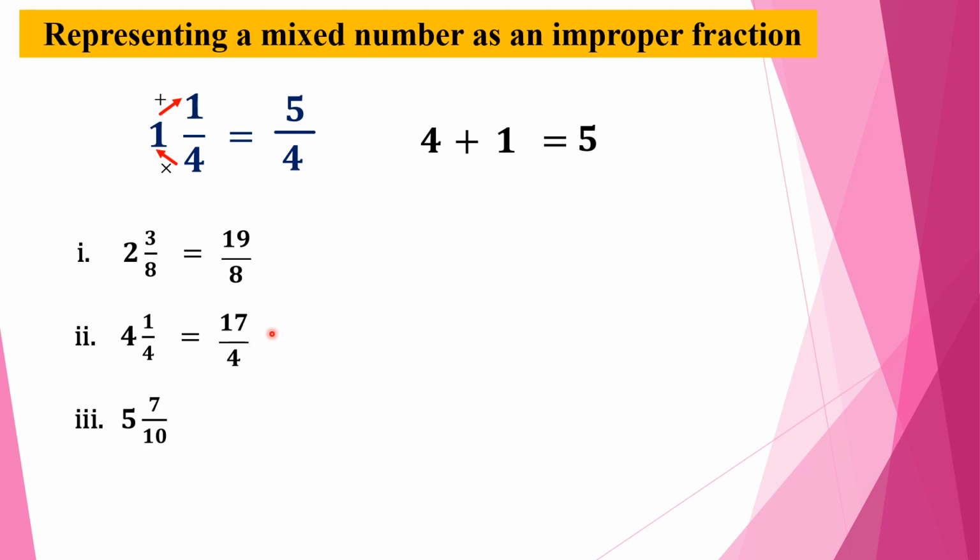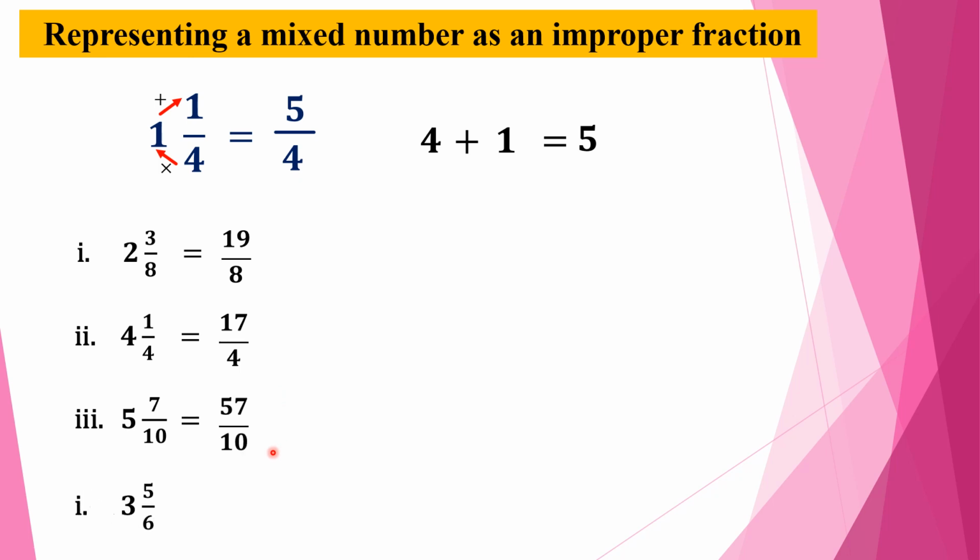Next example, 5 and 7/10, or 5 and 7 over 10. First thing is we multiply this one and this one. 10 times 5 is 50. 50 plus this one, 50 plus 7 is 57. So the result is 57 over 10.